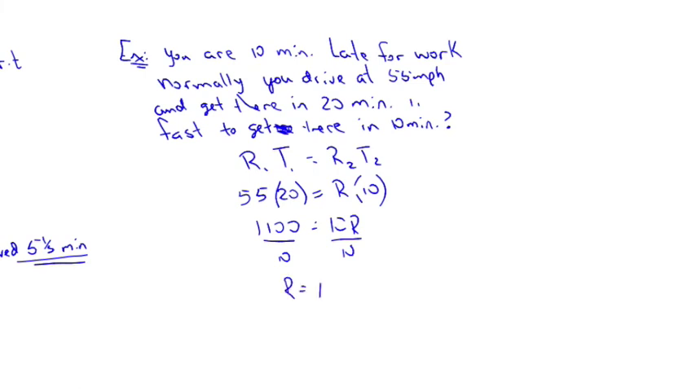Why do you say you double it? Well, I'm going through the algebra here, but technically if you have to halve your time, you have to double your speed. So this would be 110 miles per hour. So if you're 10 minutes late for work, is there any point in speeding?